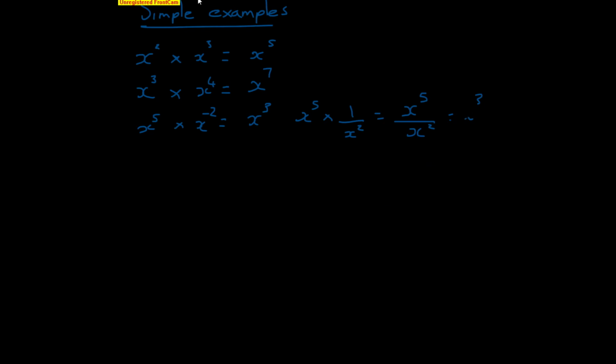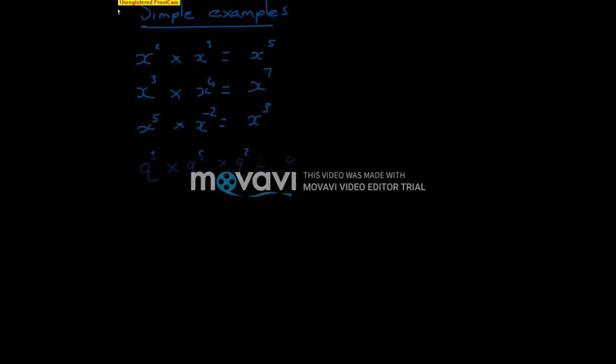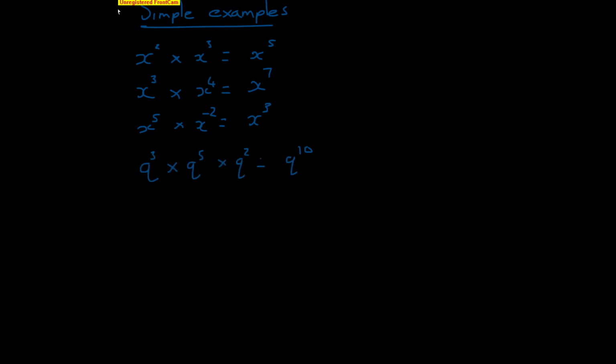Let's do 2 more examples of this one. Okay, what have we got? Let's up the ante. Let's do q cubed times q to the 5 times q squared. So that's going to give you q to the 10, because we're just adding each of these. We've got 3 q's: q cubed, q to the 5, q squared, giving q to the 10. It doesn't matter if there's 3, 4, 5, however many there are. We're just going to add each of these powers.